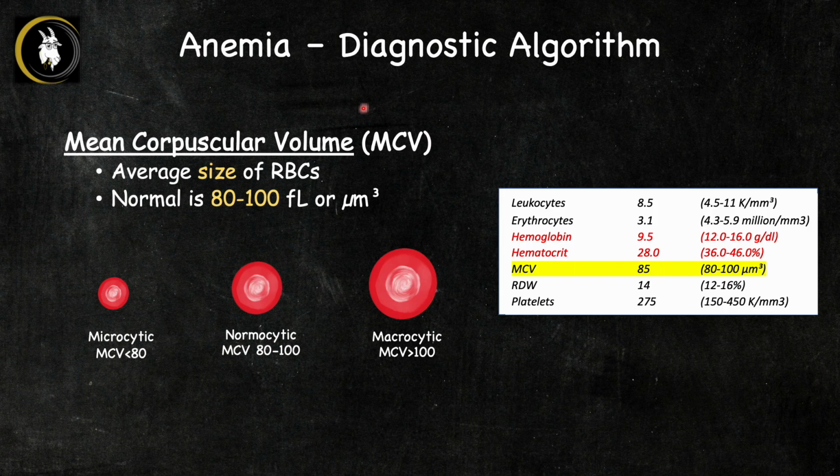So let's talk about this MCV algorithm. Remember, MCV is the average volume of the red blood cells, and the normal range is 80 to 100 femtoliters. So this means that in somebody with anemia, there are three options.